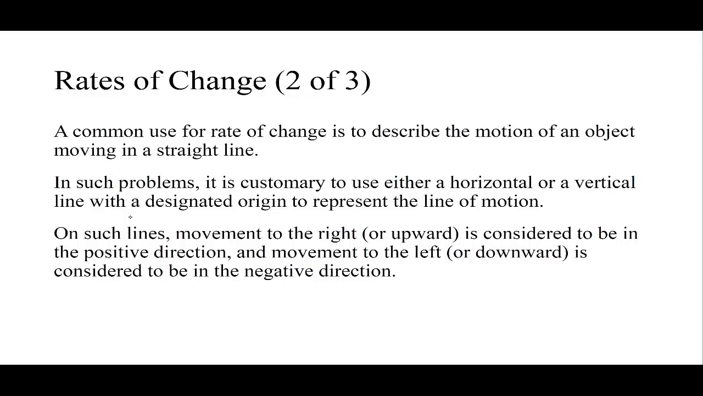Okay, a common use of rate of change is to describe the motion of an object moving in a straight line. So something is moving, like driving a car, and you would like to find the rate of change. For example, in this case, we can plot things in a Cartesian coordinate system. Let's say this is the time, and this is the distance, and then something is changing like this, going from here to here. So we can find the rate of change, how this curve is changing. On such lines, movement to the right is considered to be in the positive direction, and to the left is considered to be the negative direction.